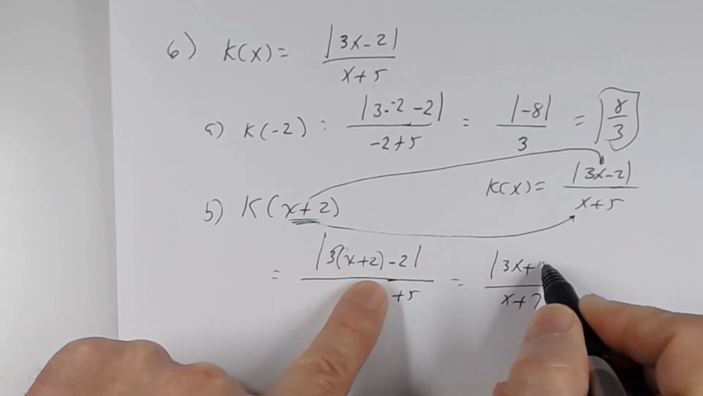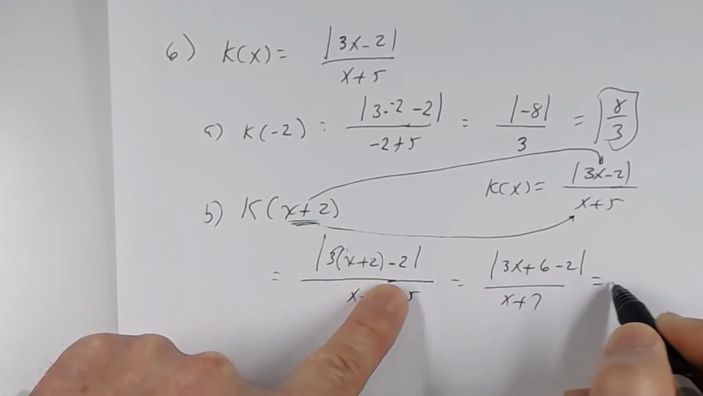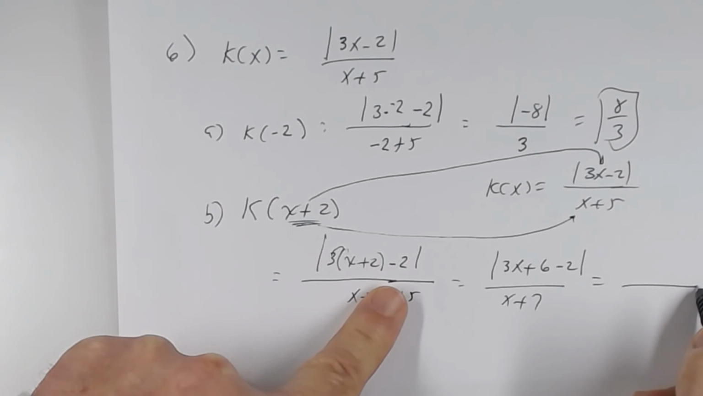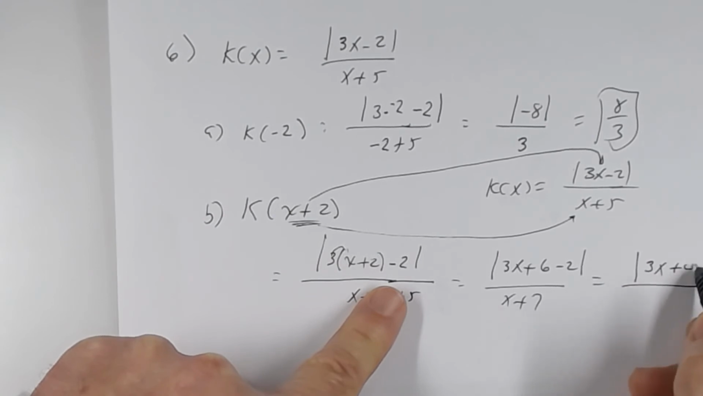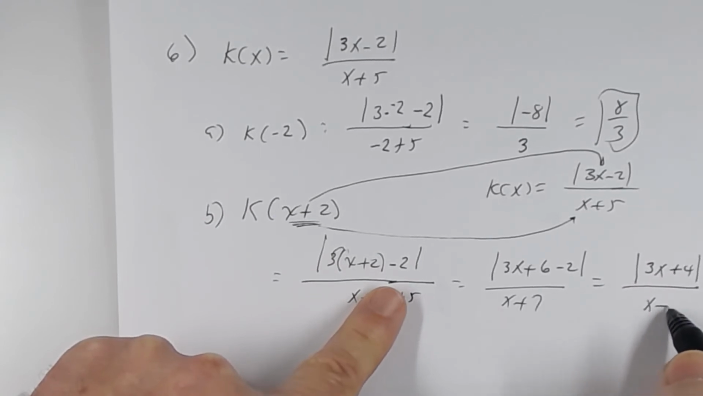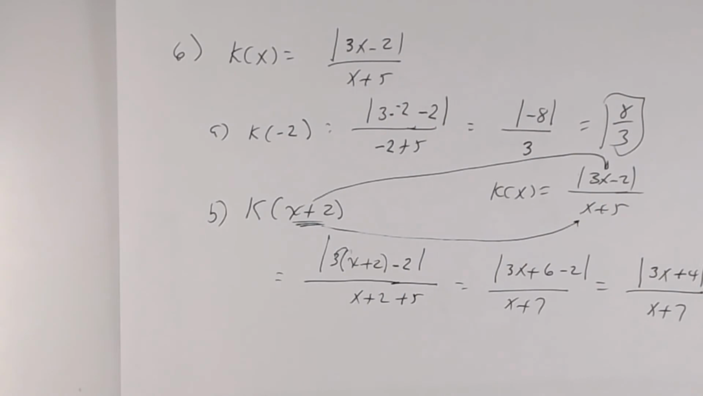3x plus 6 minus 2. And then now you know your answer. What do I write? Absolute value of what? 3x plus 4 divided by x plus 7. You know you can't remove the absolute value bars based on our discussion earlier. You cannot say that's the same thing as 3x plus 4.